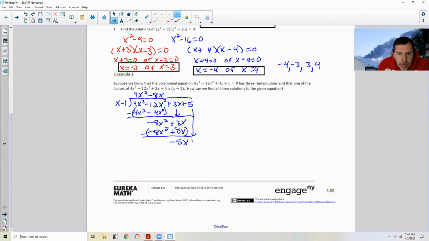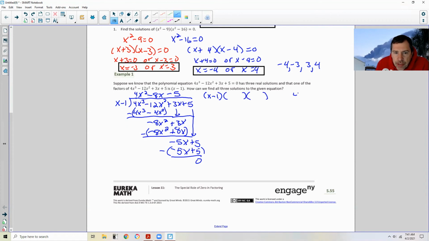Bring down the plus 5. Negative 5x divided by x is negative 5. That will give me negative 5x and plus 5. And when I subtract these, I get a remainder of 0. Okay, so I know x minus 1 is a factor, so I'm going to put that there. And then we're going to find the other two factors. So now I want to factor this.